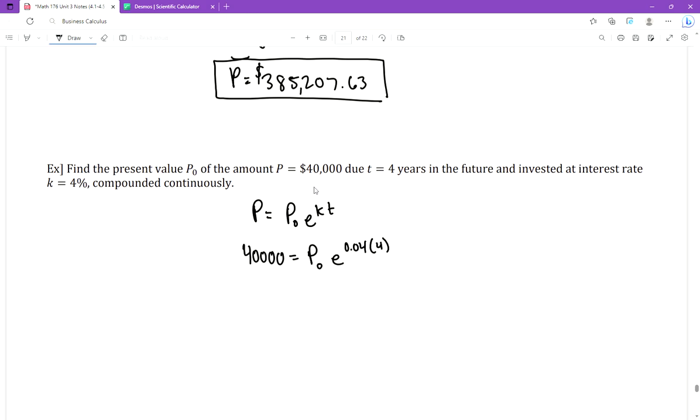Okay, so there's our big setup. Now the difference in this problem versus the last problem is I need to solve for P naught here on the right side. So that means we should just divide this exponential over. Now in this problem, I am going to multiply that 0.04 and 4 to get 0.16. And then I'm going to divide by this e to the 0.16 on both sides. So we'd have 40,000 divided by e to the 0.16. Okay, so that way I can still just plug it in one clean step in the calculator.